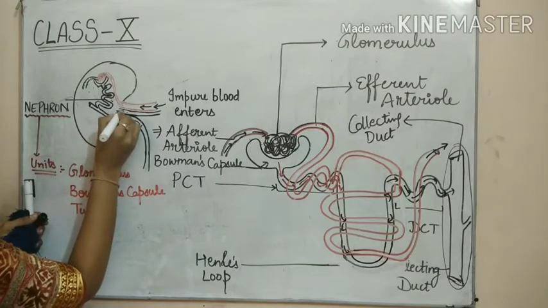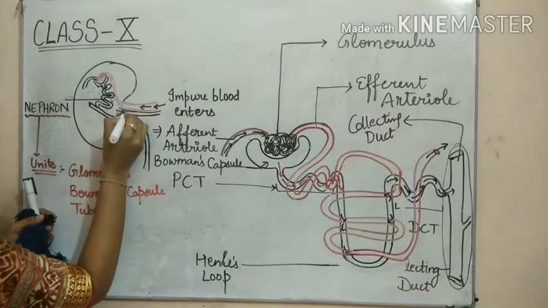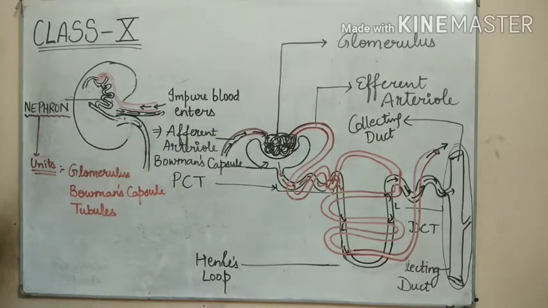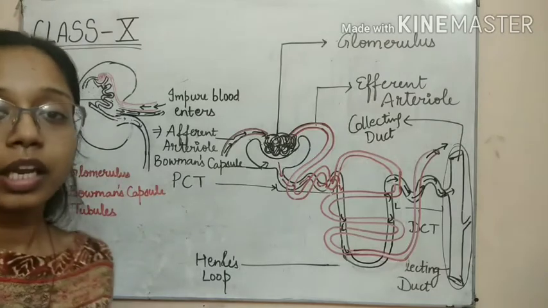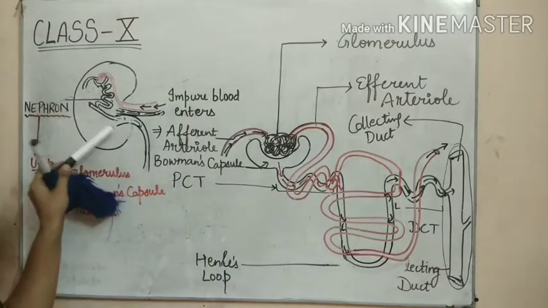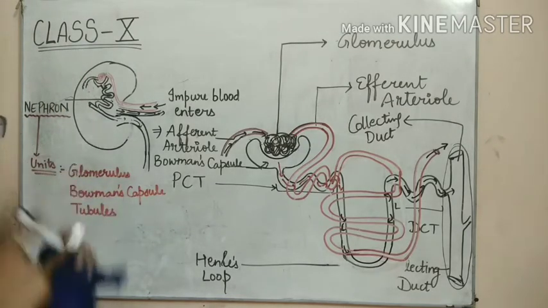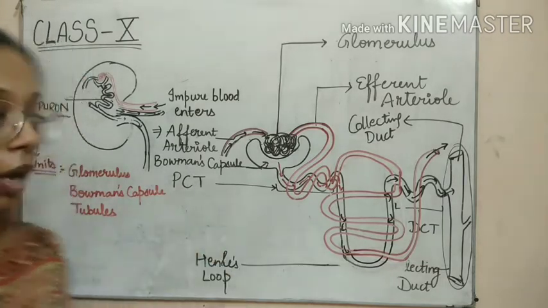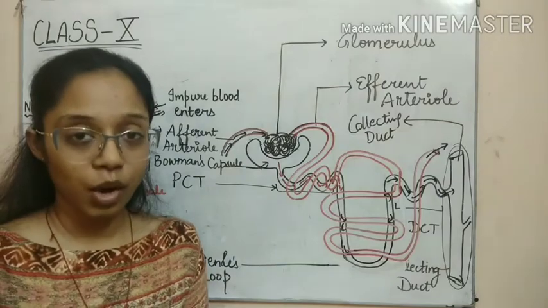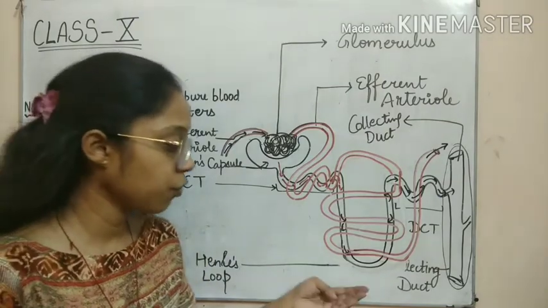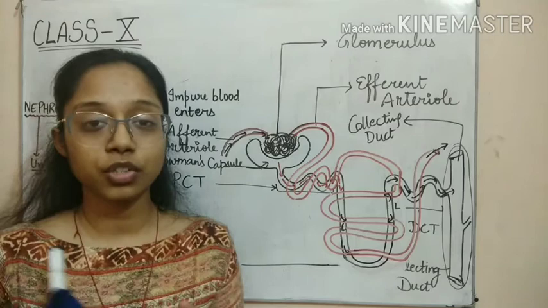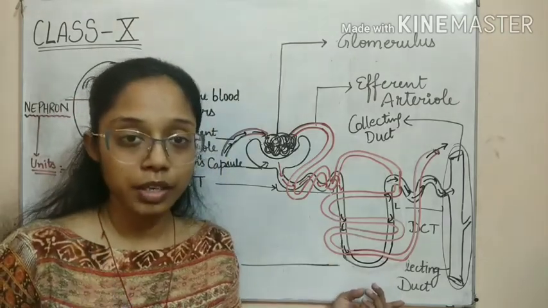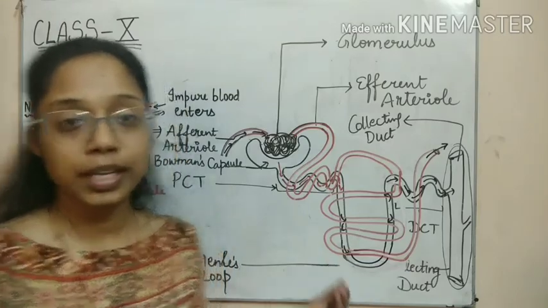And the pure blood will go into this. This is renal vein. Renal vein contains the pure blood, and it will then go from a body part, kidney, to the heart. That is why it is vein, but it carries the clean blood. So by now, I hope the structure of nephron and its working is clear to you all. This is the main concept to understand in human excretory system.